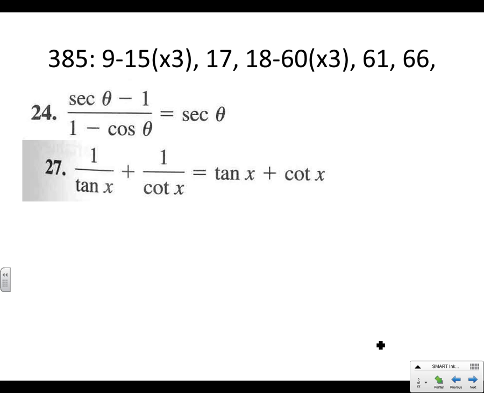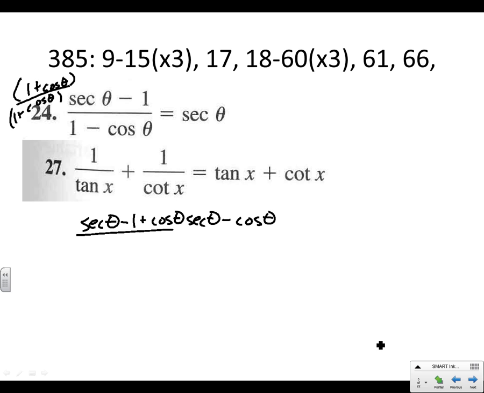24, we do not want minuses in the denominator. We're going to multiply numerator and denominator by 1 plus cosine theta over 1 plus cosine theta. And we'll FOIL this out. So in the numerator, we'll have secant theta. Outside, minus 1. Inside, plus cosecant. And last, for our FOILing, we'll get minus cosine theta.